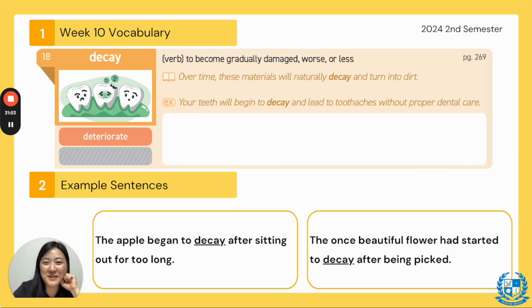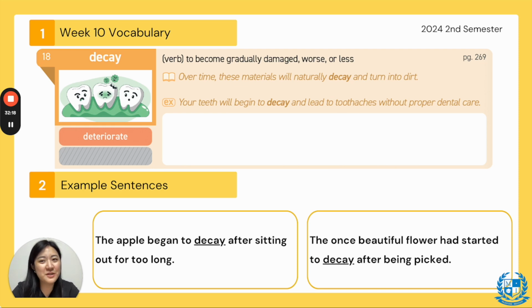In the book it says, over time, these materials will naturally decay and turn into dirt. Kind of like food scraps or other things too. Decay. And let's read the example. 1, 2, 3. Your teeth will begin to decay and lead to toothaches without proper dental care.